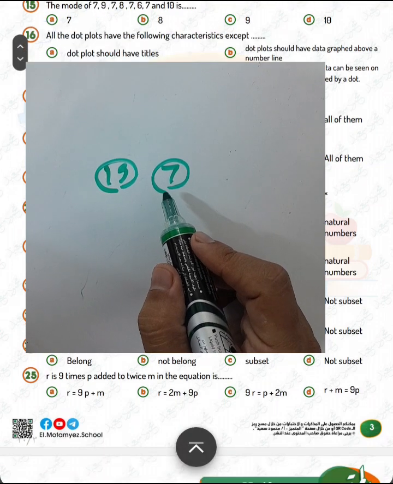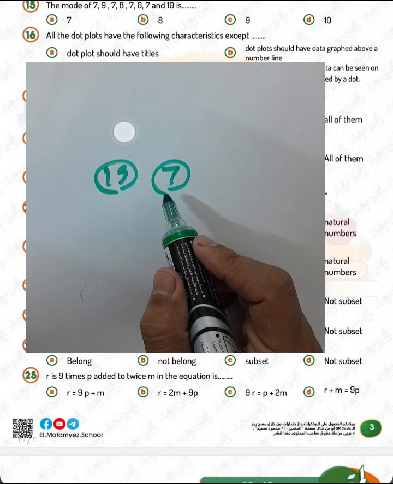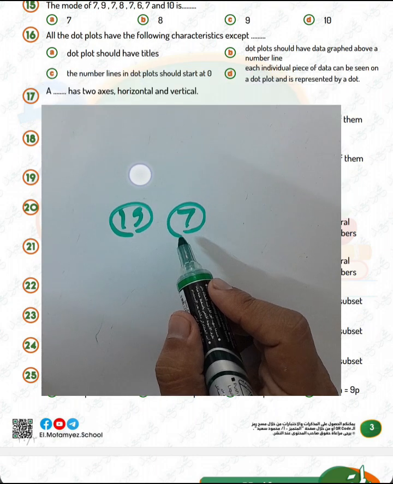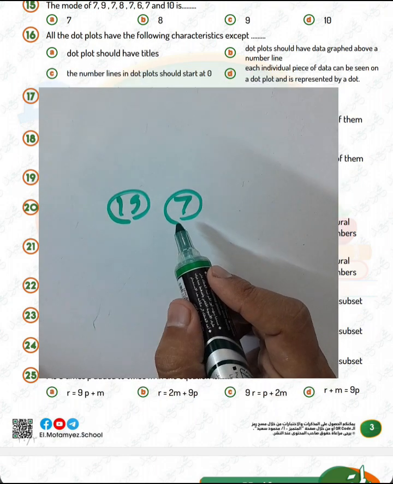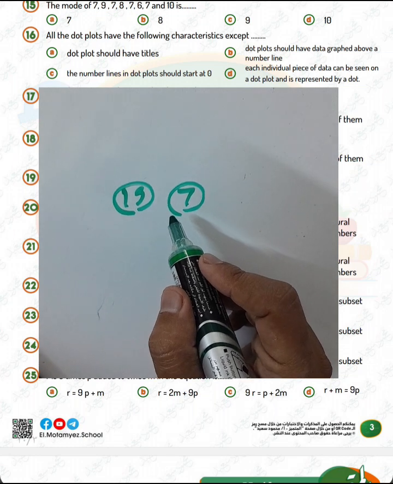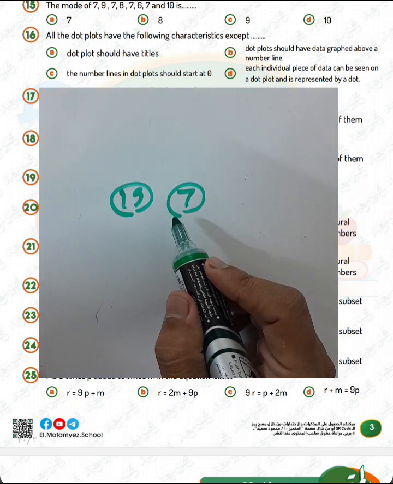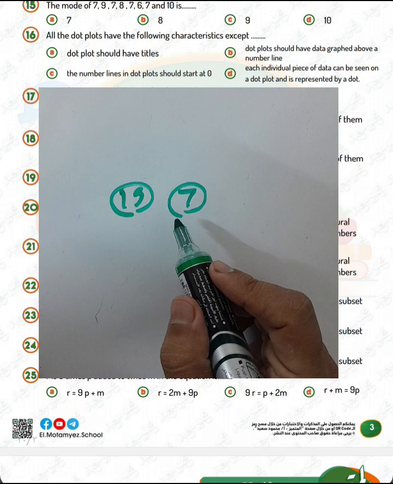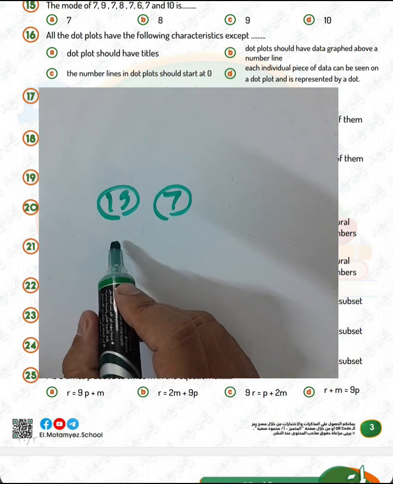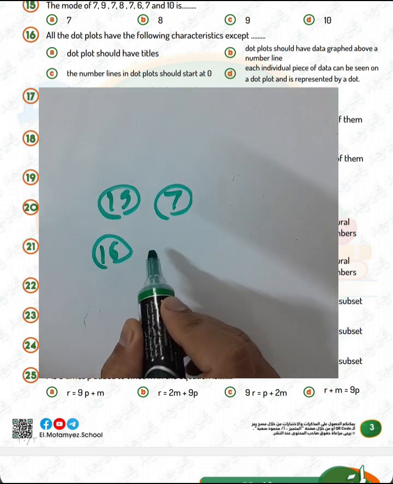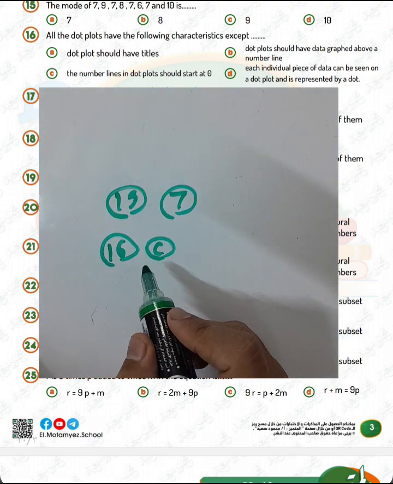Question 16. All dot plots have the following characteristics except what? Letter A, dot plots should have titles. Letter B, dot plots should have data graphed above a number line. It's true. Letter C, the number lines of dot plots should start at 0. No, it's not all the time. So, except letter C. It's false. Not all the time start at 0.